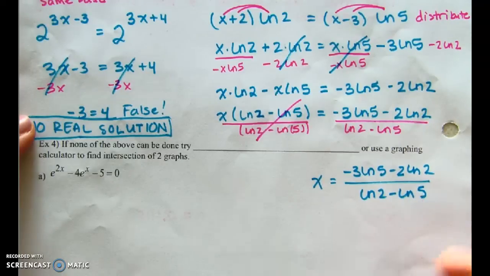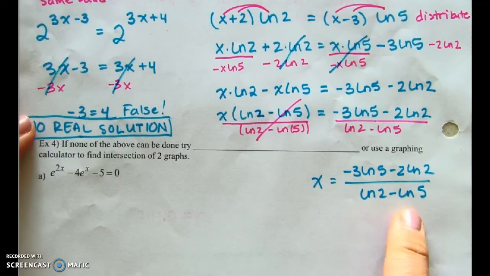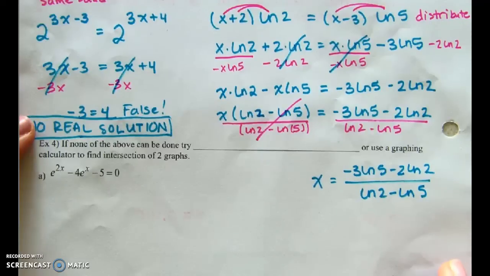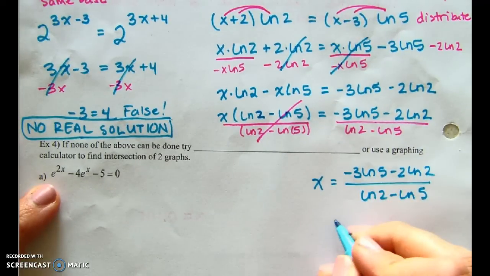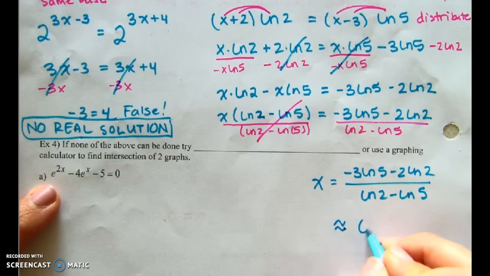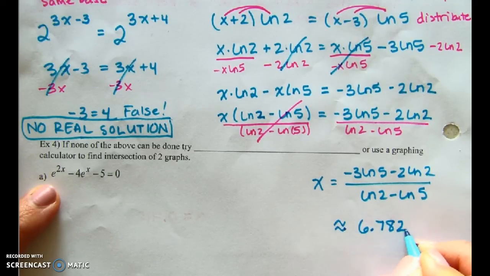Isn't that beautiful? You can't combine these. Like ln of 2 minus ln of 5 is not ln of negative 3. Practice finding this in the calculator. You should get 6.782.